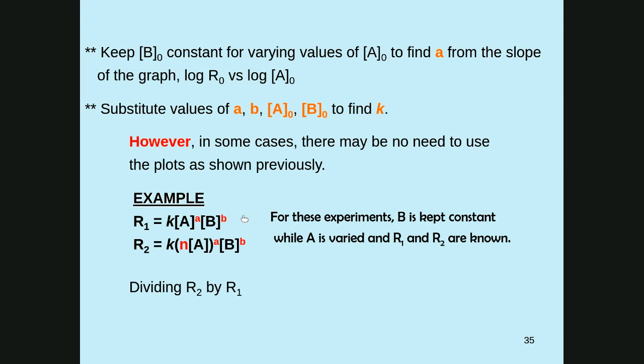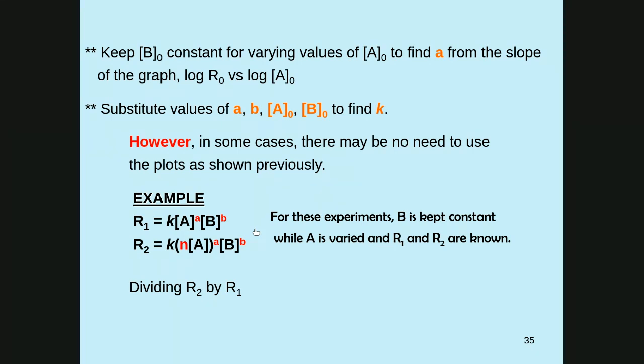There are also simpler methods than that, where it only suffices to have 2 or 3 kinetic runs done to find the indices a and b, and the rate constant k. An example is given here, and there's another example which you will find on the first or second tutorial paper. That is not on for next week yet, but the week after.